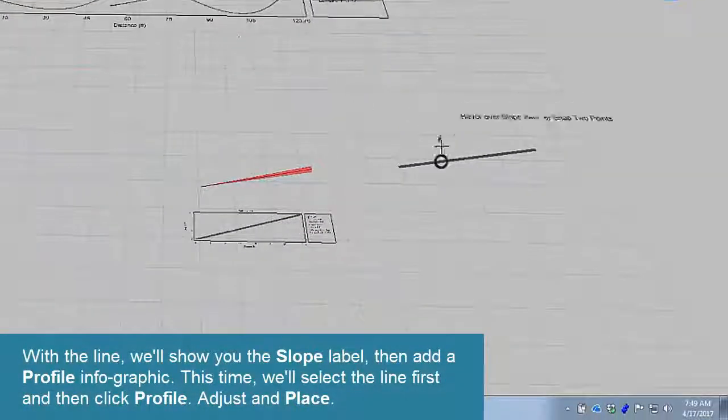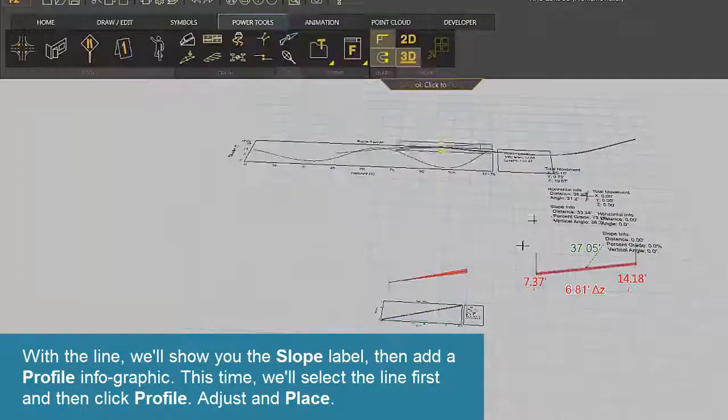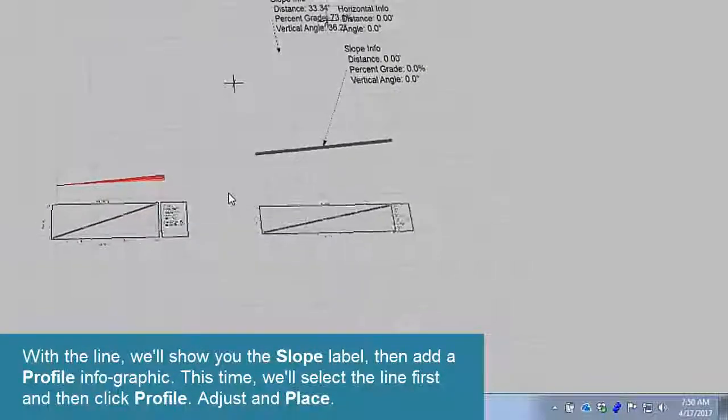With the line, we'll show you the slope label, then add a profile infographic. This time, we'll select the line first and then click Profile, Adjust, and Place.